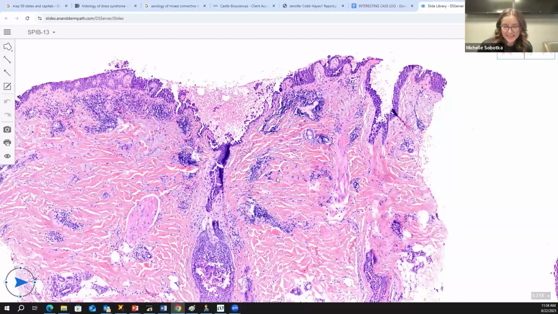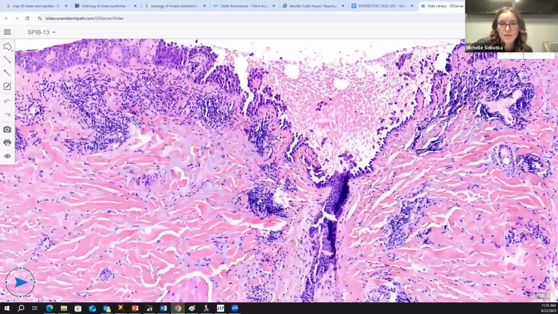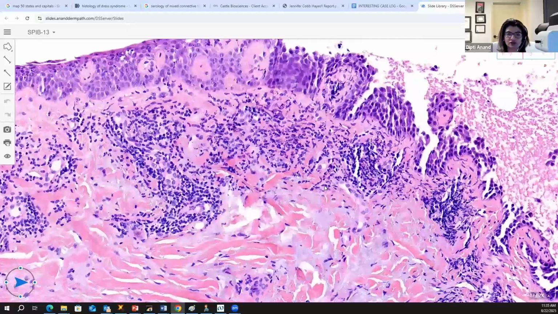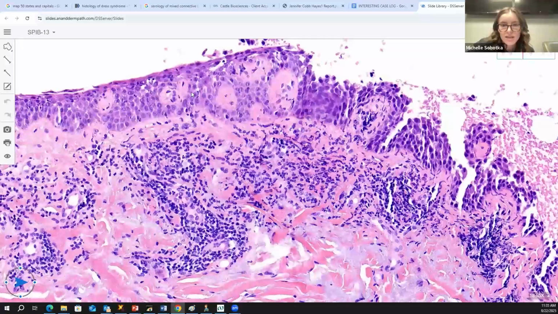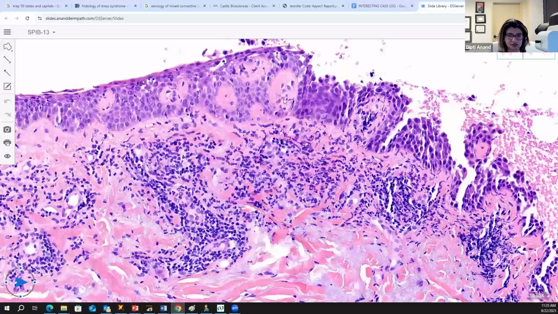Okay. Yeah. So this looks like an interface dermatitis. Okay, hold on, Michelle. Tell me, why did you say interface dermatitis? So one thing that caught my eye is the thick basement membrane. So I'm thinking that it's like a chronic vacuolar. Okay, point to me where you are seeing the thick basement membrane. All of this pink material, yes, underneath the basal layer though.